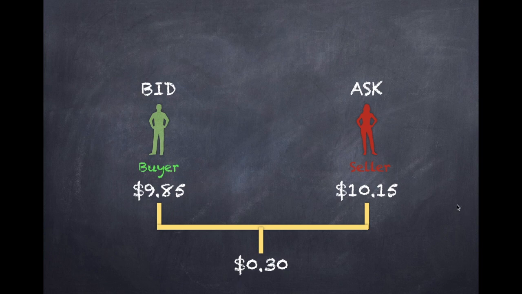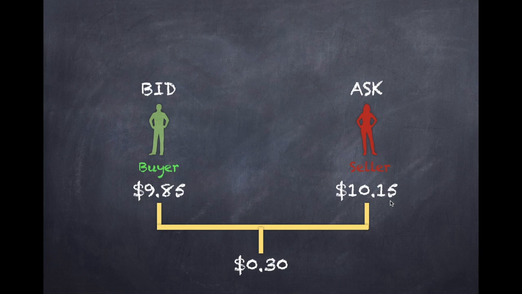It's going to be $10.15 because that is the lowest price someone is willing to sell this stock for. Remember, buyers buy from sellers. And since we are buying, we have to buy it from someone who is selling. And right now, the best price that someone is willing to sell this stock for is $10.15.